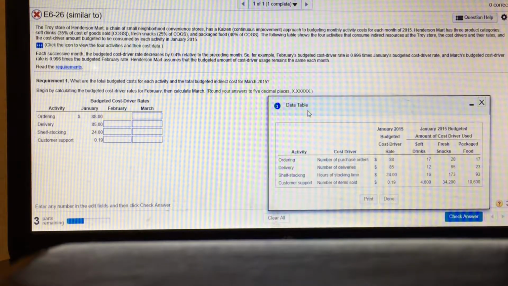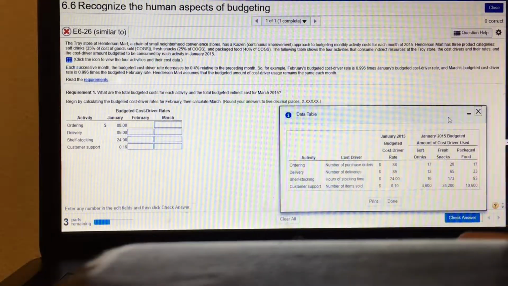So today we're going to be looking at what the total budgeted cost for each activity and the total budgeted indirect cost for March of 2015 is. In order to do that, we have to calculate the budgeted cost driver rates for February, then calculate March. Let's go onto Excel to show you guys.